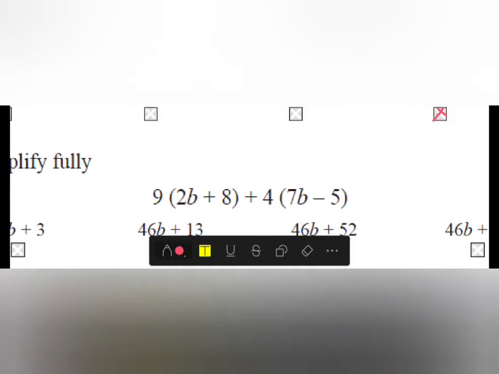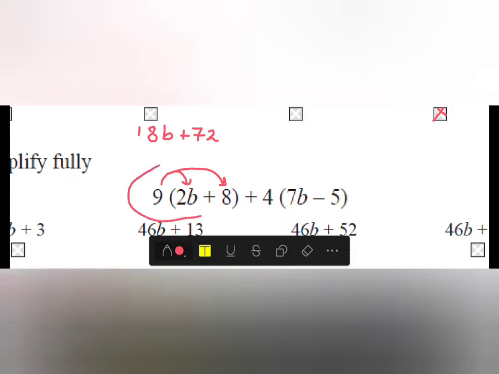How do we simplify this? By expanding the number which is attached to the bracket to remove the brackets. So we're going to multiply the 9 here and then multiply it here. And let's check the answers. So 9 times 2 equals 18b, good. And then 9 times 8 equals, very good, positive 72.